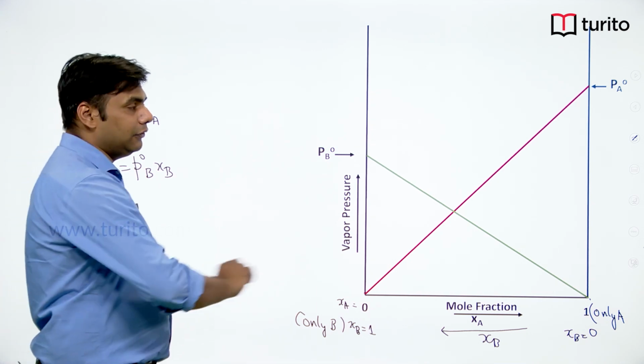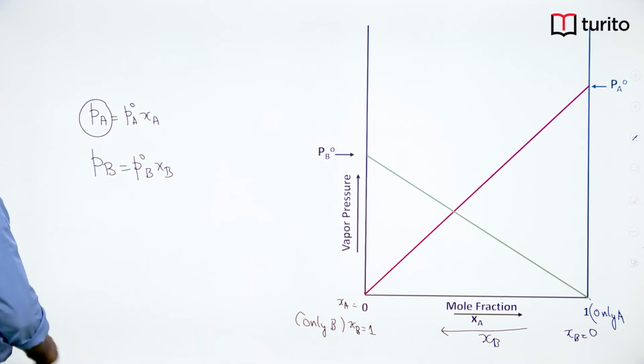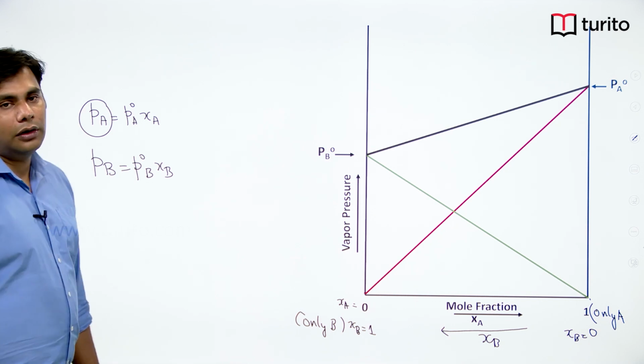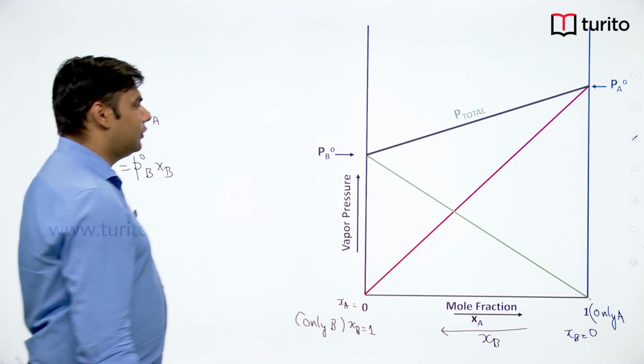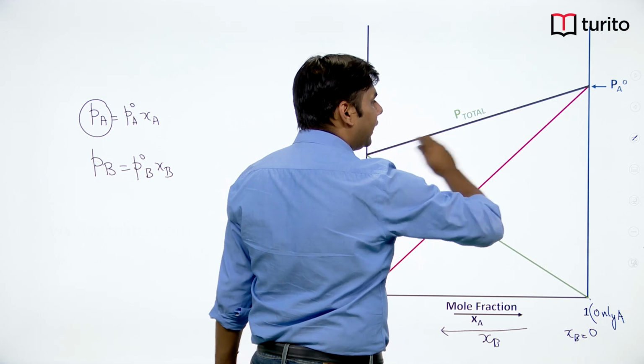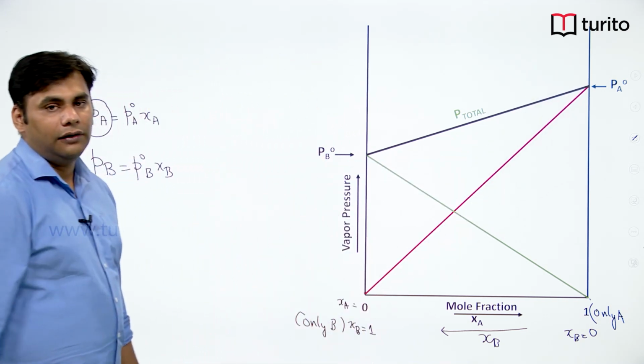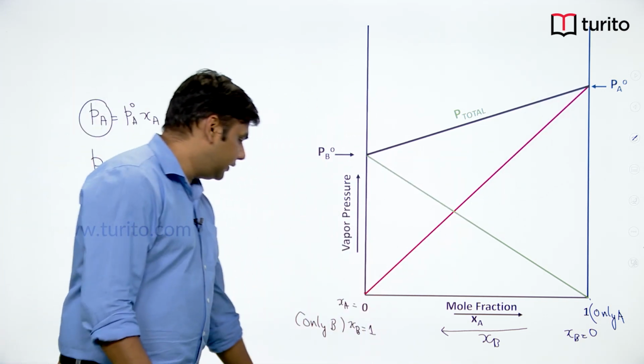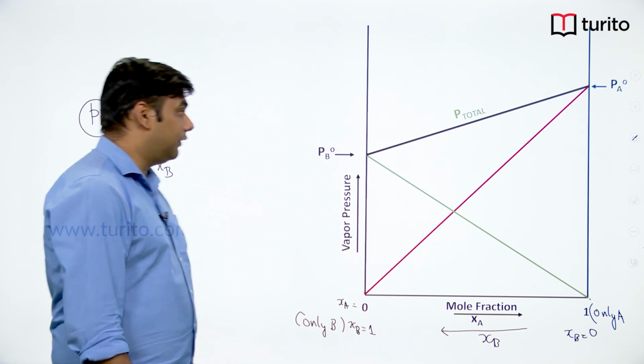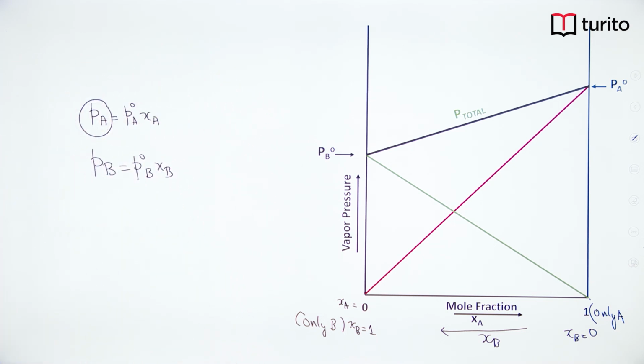Okay, so these are individual lines. Now when we want to calculate the total, so the total will be represented by this line. Okay, this black line represents the total vapor pressure. So this is the graph. Again a very important graph, just draw it quickly.